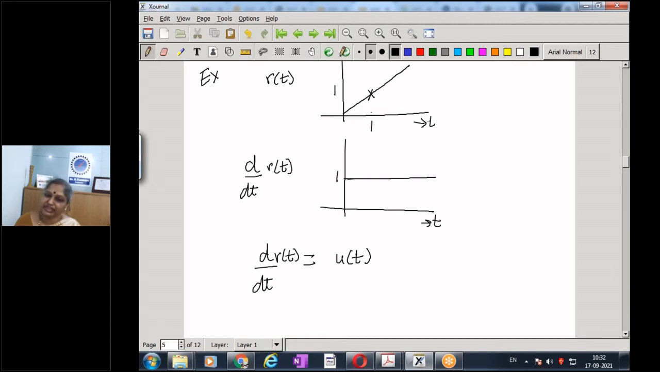Similarly, please tell me what is the derivative of the unit step function. Next example.